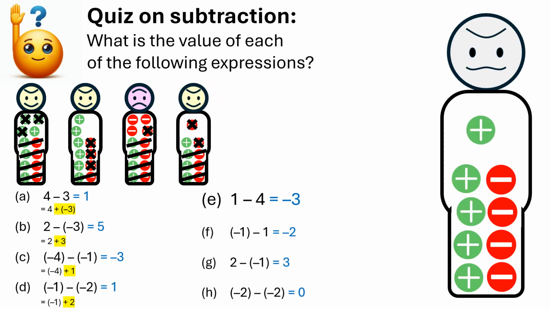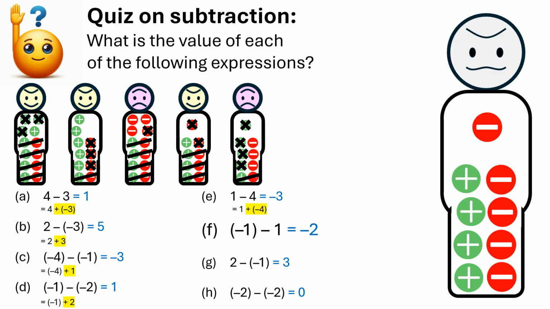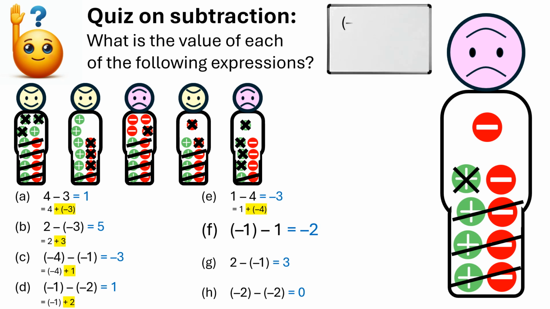E. 1 minus 4 equals negative 3. Alternatively, you can write 1 minus 4 as 1, plus negative 4, giving you negative 3. F. Negative 1 minus 1 equals negative 2. Alternatively, you can write negative 1 minus 1 as negative 1, plus negative 1, giving you negative 2.